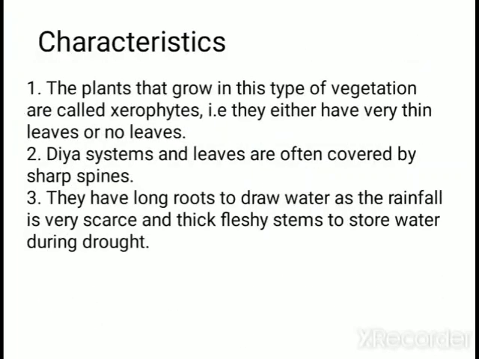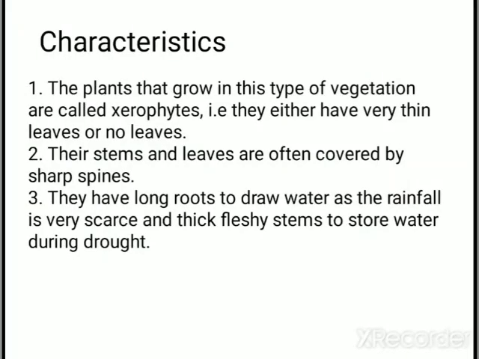The characteristic features of this type of vegetation: the plants that grow in this type of vegetation are called xerophytes, that is, they either have very thin leaves or no leaves. Their stems and leaves are often covered by sharp spines. Spines means thorns. They have long roots to draw water as the rainfall is very scarce, and thick fleshy stems to store water during drought.